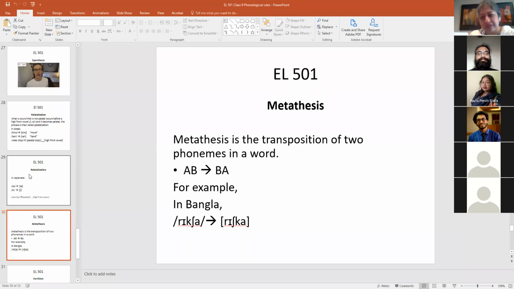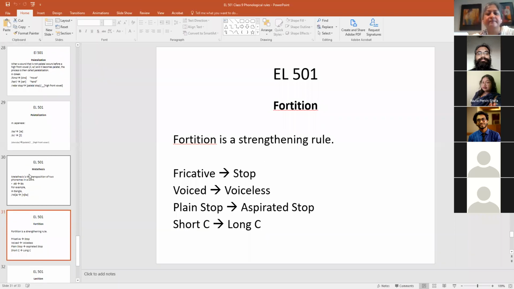So did we understand metathesis? Isn't it easy to understand? Yes, ma'am. This one is very easy to understand. All right, then we can find lots of examples of metathesis, I'm sure.